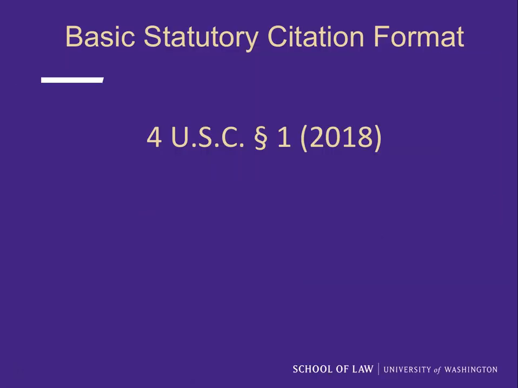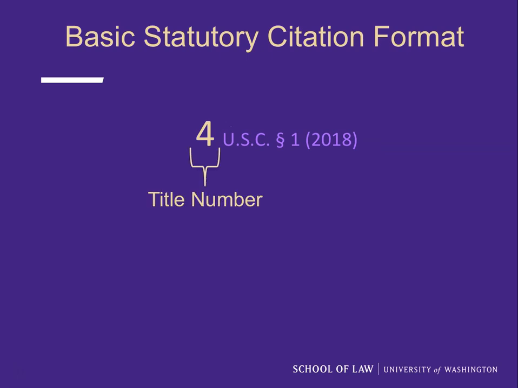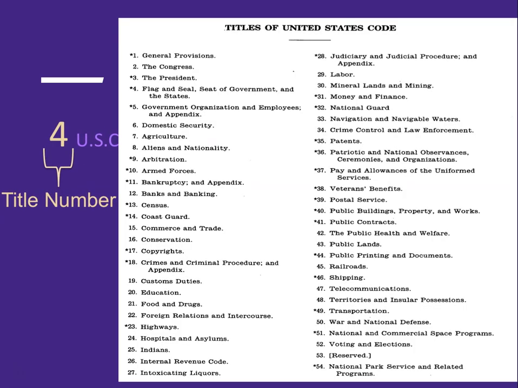Here is a basic citation to a federal statute. It includes some numbers and letters and a weird-looking squiggly symbol that looks like two S's stacked on top of one another. What does it all mean? The first number listed is the title number. U.S. federal statutory law is compiled into what is called the United States Code. The U.S. Code is then broken down into topical sections called titles. Here is a listing of all of the titles of the U.S. Code. You can see that Title IV deals with the flag and seal, state governments, and the states.